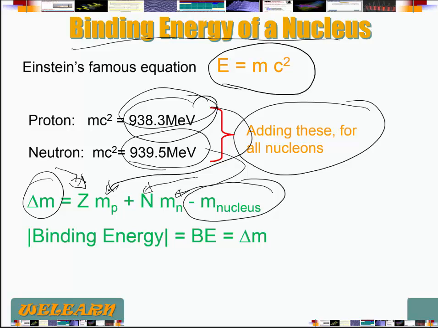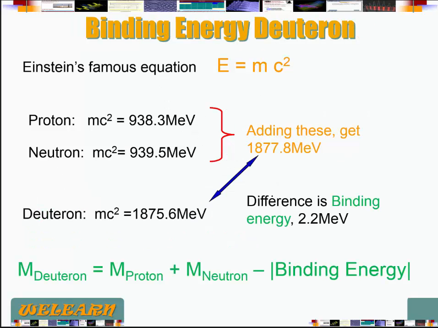So we find the mass of all individual protons plus the mass of all individual neutrons and subtract it from the overall mass of the nucleus. That's the binding energy. Let's look at an example.